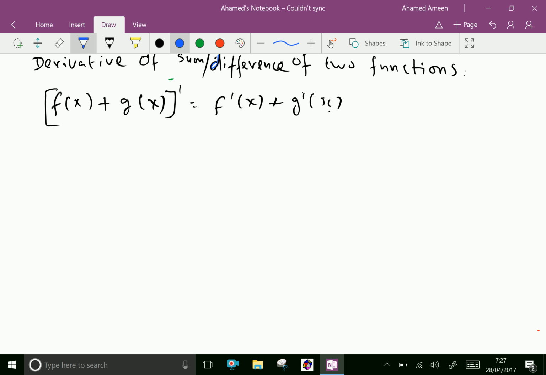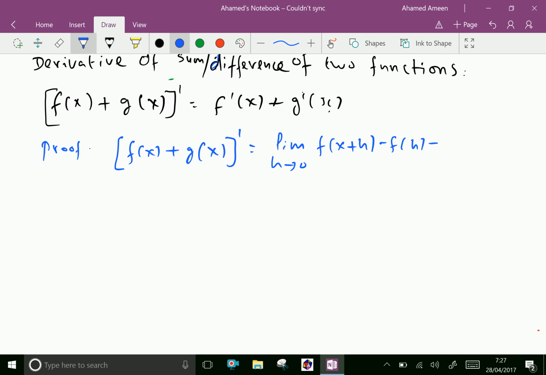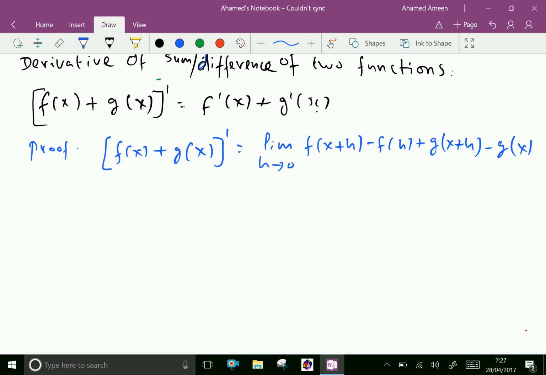Proof. Now f of x plus g of x whole dash equal, by definition of first principle, limit h tends to 0 of f of x plus h minus f of x plus g of x plus h minus g of x over h.